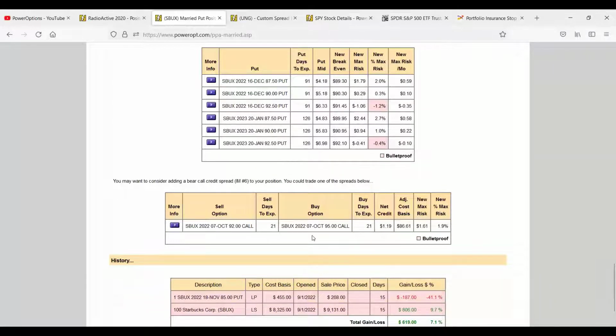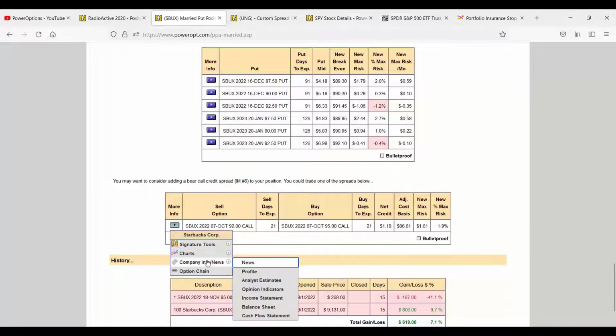All right, doing the bear call credit spread on top of the married put position to leave the upside open, still get a reasonable net credit, and still be able to lower the risk a little bit. We're going to sell the October 92 call, the 7th of October 92, and buy the 7th of October 95 call. Now, let's go to that simulate trade.